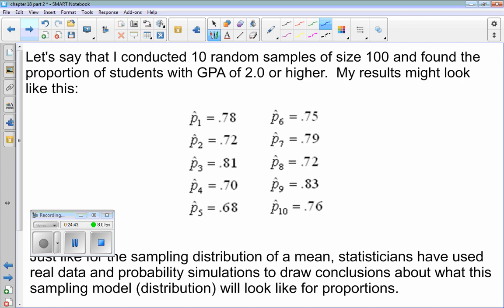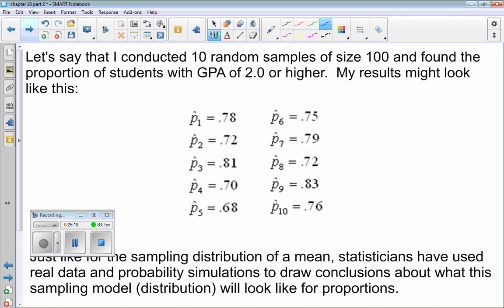Yes, so that's exactly what that means in this particular case. Each of these samples was 100. And Devin's right, in my first sample that I collected, 78 of those out of 100 had a 2.0 or higher. Do I expect there to be some variation from sample to sample? Sure, I expect some variation because I know that when I collect a random sample, they're not going to be exactly alike. But they're kind of close, right?